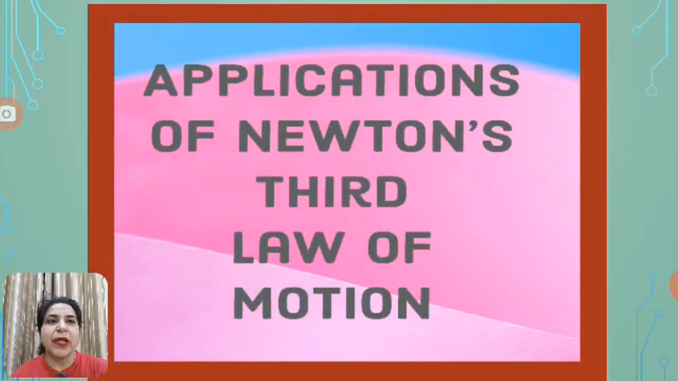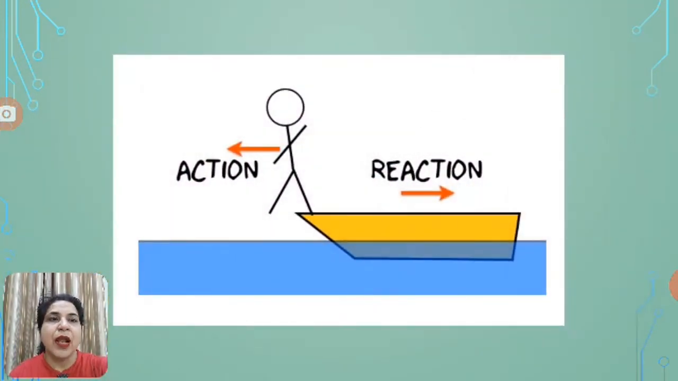Now, some applications of Newton's third law of motion. In our day-to-day life, we come across many examples. Like when we jump out of the boat in the forward direction, the boat moves in the backward direction. We are moving in the forward direction, that is the action, and the boat moving in the backward direction is the reaction. These two forces are equal and opposite.